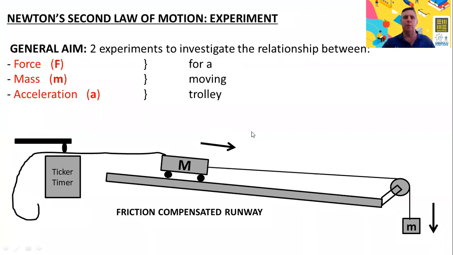So this is an experiment to investigate the relationship between force, mass, and acceleration for a moving trolley on a runway. I want to encourage you to do the experiment this way with a falling mass piece providing the acceleration. Quite a few of the textbooks mention doing it using stretched rubber bands to provide the acceleration, but in practice, this is very difficult to get right and do accurately.